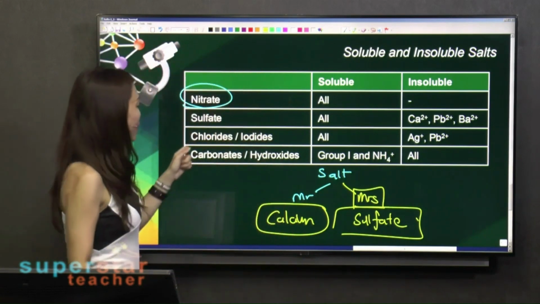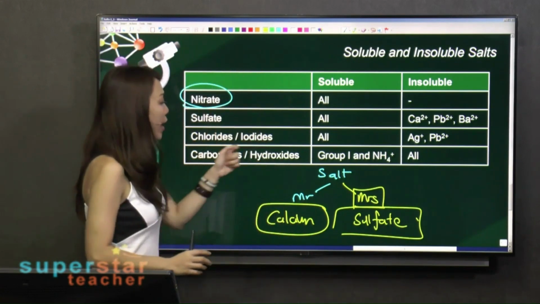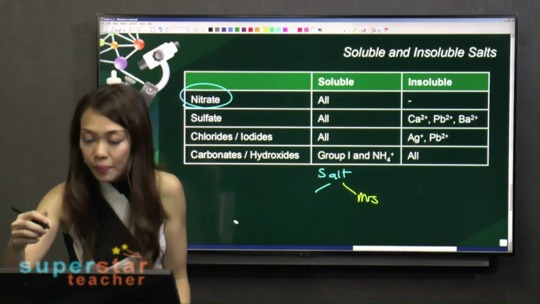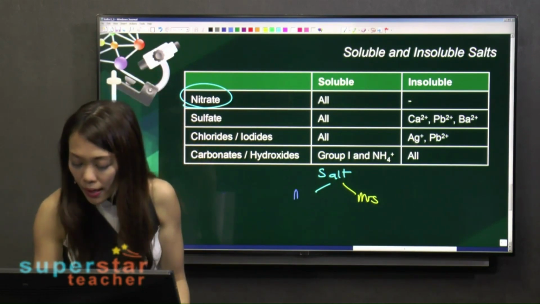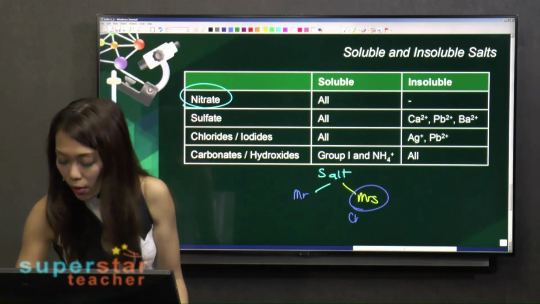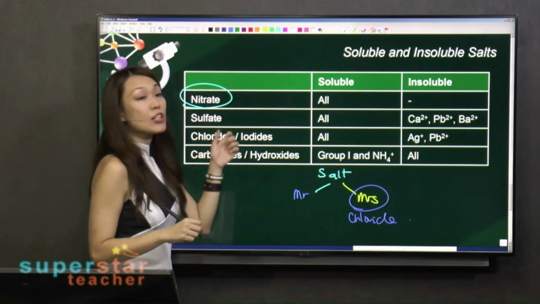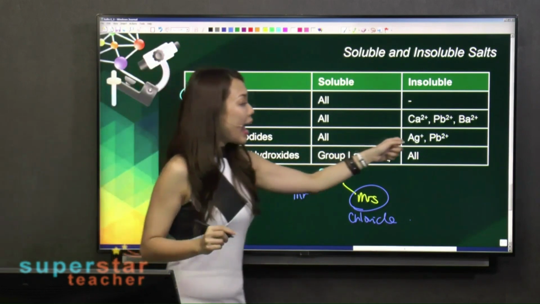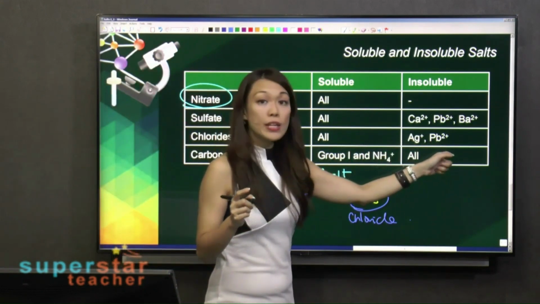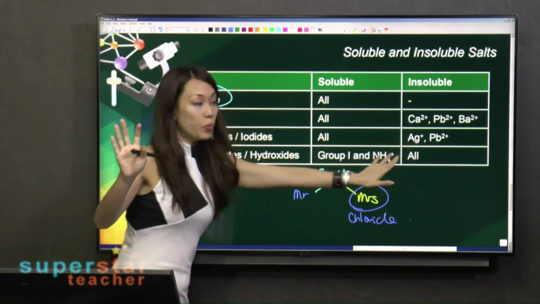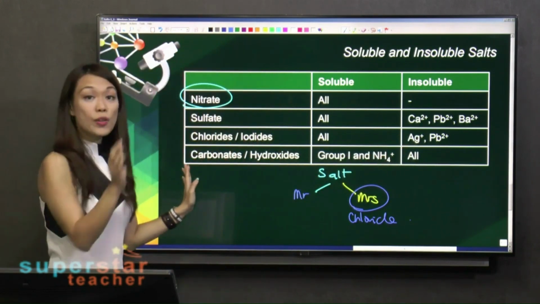Okay, so let's make sense out of the next one. Chloride and iodide. Same thing. Let me clean this away. Okay, so the missus here, let's say this is chloride. All the chlorides are soluble except for who? Ag represents silver, Pb represents lead. Alright, so these two are insoluble. Same thing. Okay, let's move on to the next one.